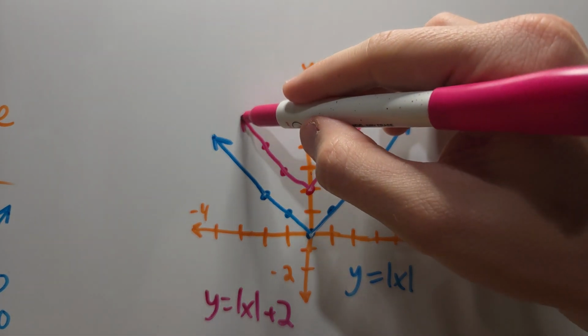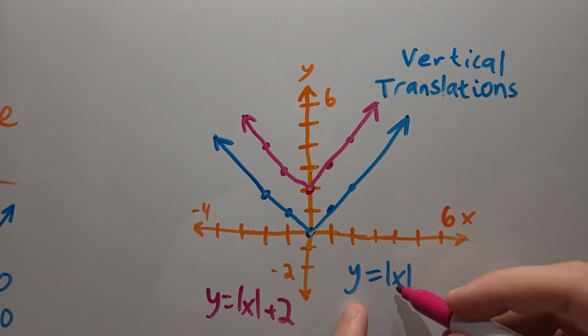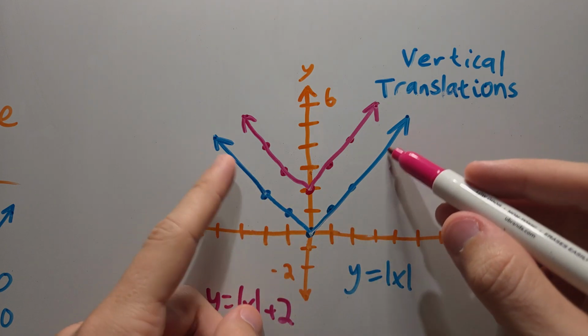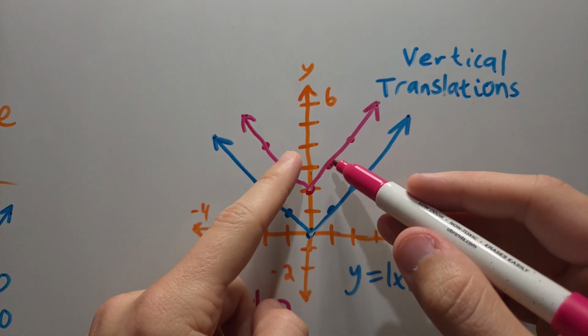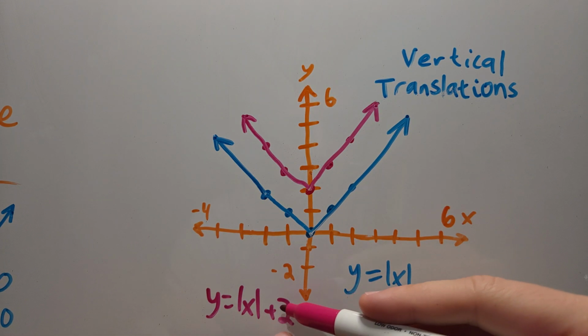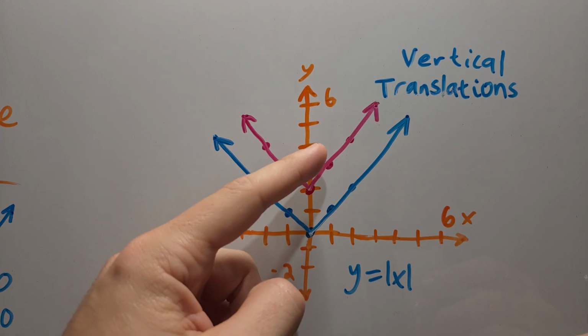And that is what our translated graph looks like. The one right here shows you the absolute value of x, and then the one directly above it shows you the graph of the absolute value of x plus 2. That's a vertical translation up.